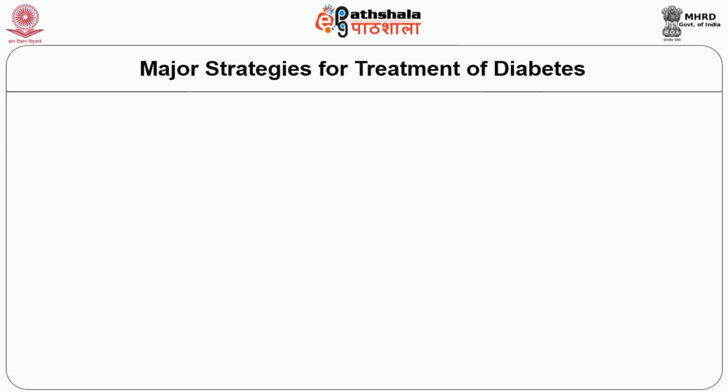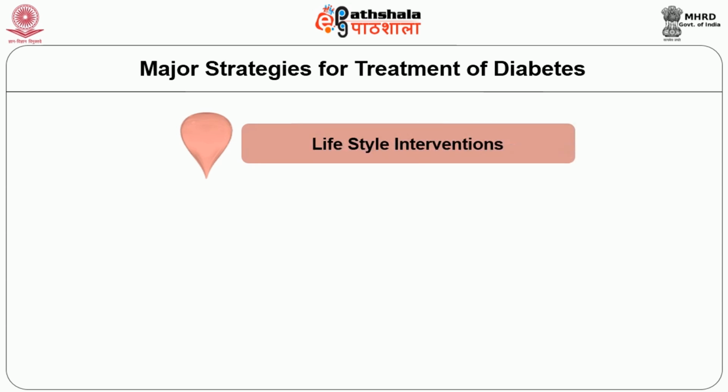So the major strategies for treatment of diabetes, 3 things we have to keep in mind. The first is lifestyle intervention, then pharmacotherapy and metabolic surgery.